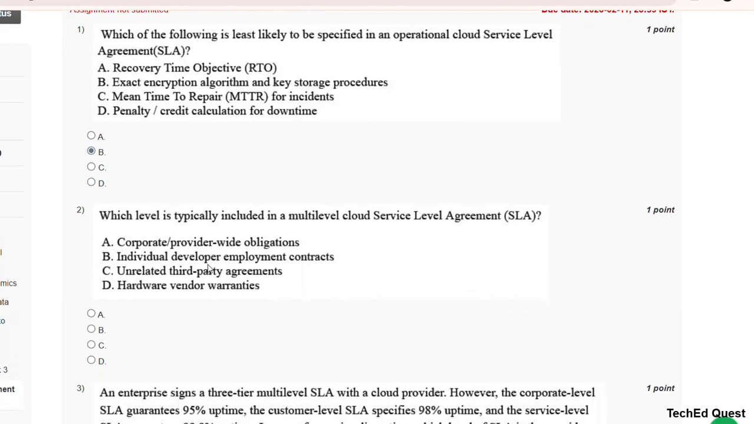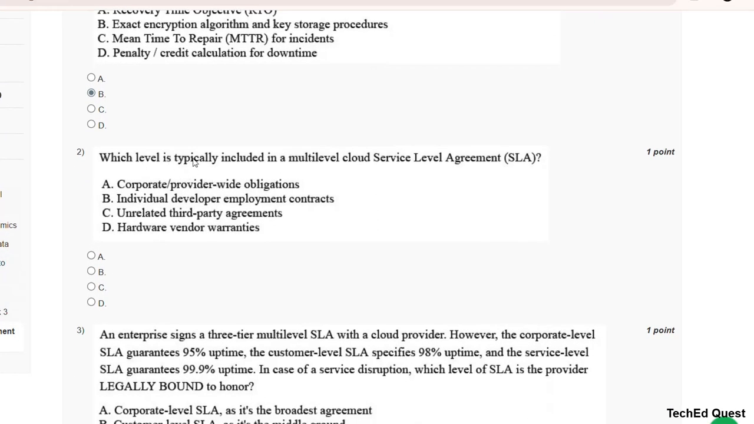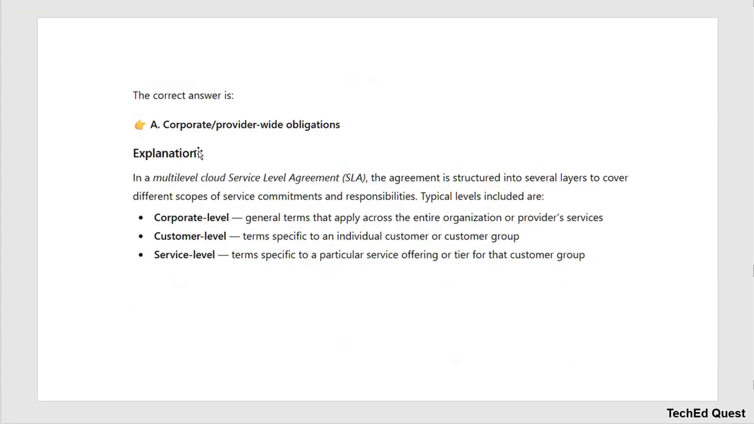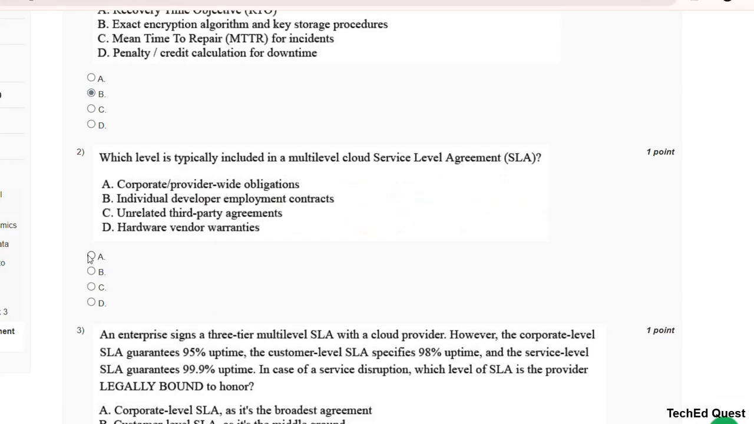Now move to the second question. Which level is typically included in a multi-level cloud service level agreement? So the answer of the second question is A. Corporate and provider-wide obligation, and the explanation to this answer is here. So the correct answer for second question is A.